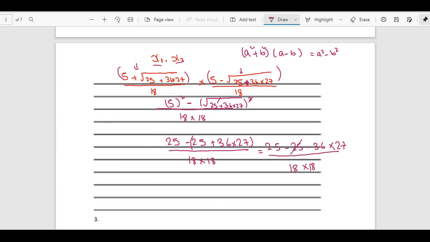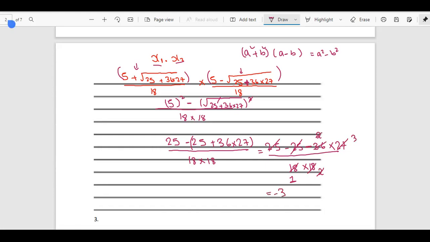So this 25 and 25 can be cancelled. Here I have minus sign. 18 1 times is 18, and 18 2 times is 36. Then I can cancel out this. 9 into 2 is 18, and 9 into 3 is 27, right? So this 2 and this 2 can be cancelled, and I'm left with minus 3.